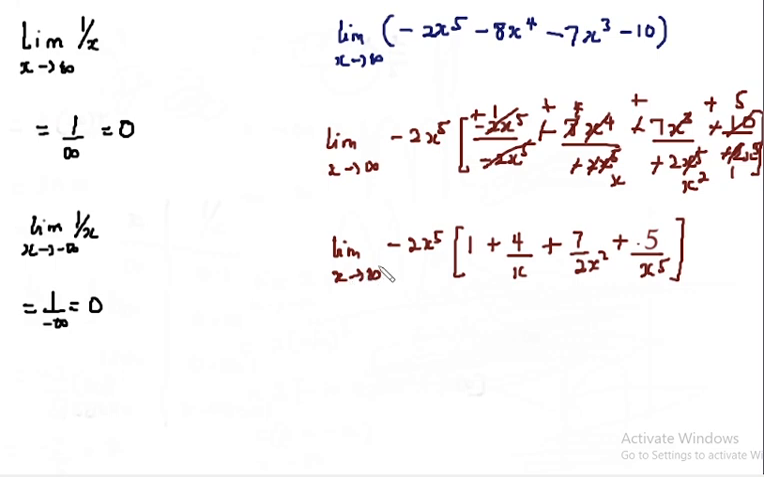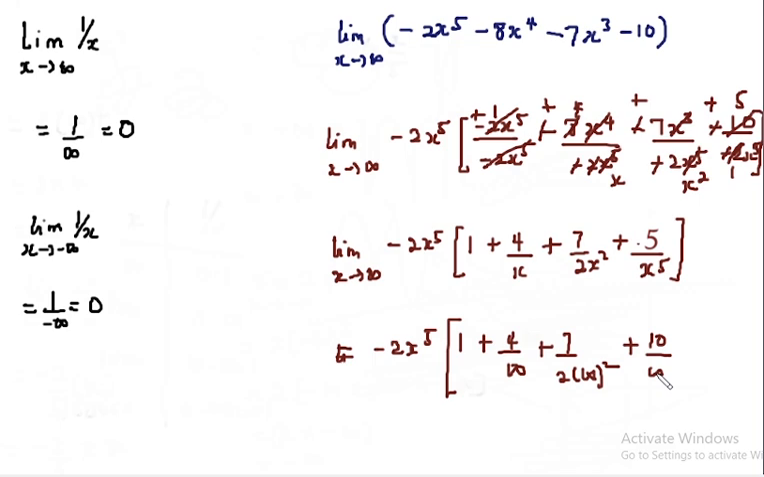Once you are plugging x to infinity, once you are saying x approaching infinity, all of these values will become 0. So this will be equal to minus 2x to the power of 5, open bracket, 1 plus 4 over infinity plus 7 over 2 infinity squared plus something over infinity to the power of 5. Because the denominators are going to get so big, these values are going to approach 0. So I'll just say this is 0, this is 0, this is 0.